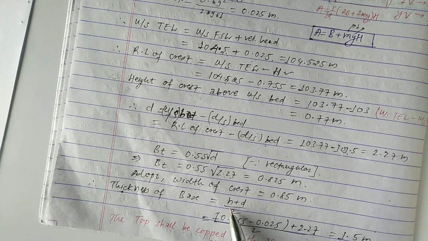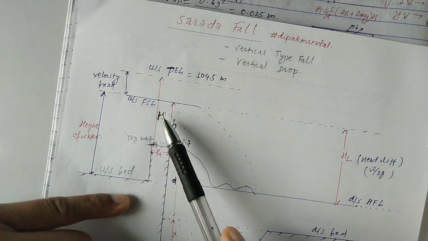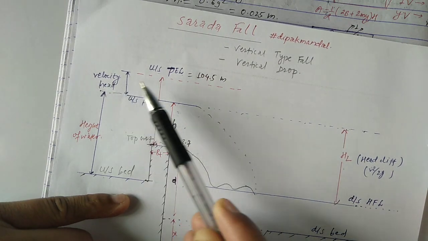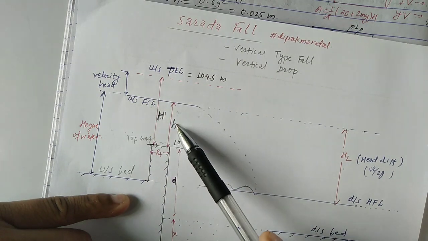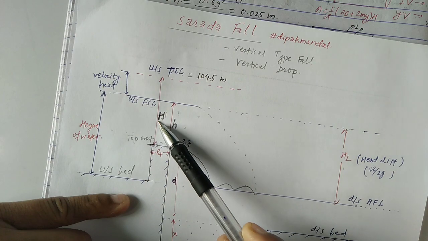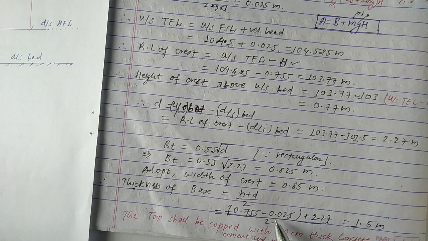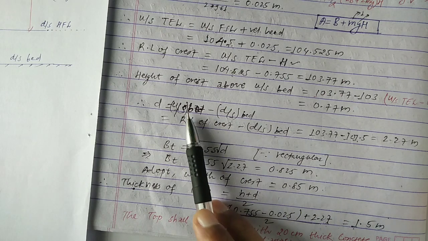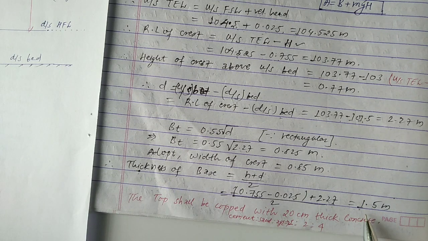For this small h, for the value of h we have to subtract this velocity head from this capital H. When we subtract the value of velocity head from capital H, we get the value of h. That's why we take 0.75 minus 0.025 plus D, and we have already calculated the value of D equal to 2.27. We just keep here, after calculating, thickness of base equal to 1.5 meter.